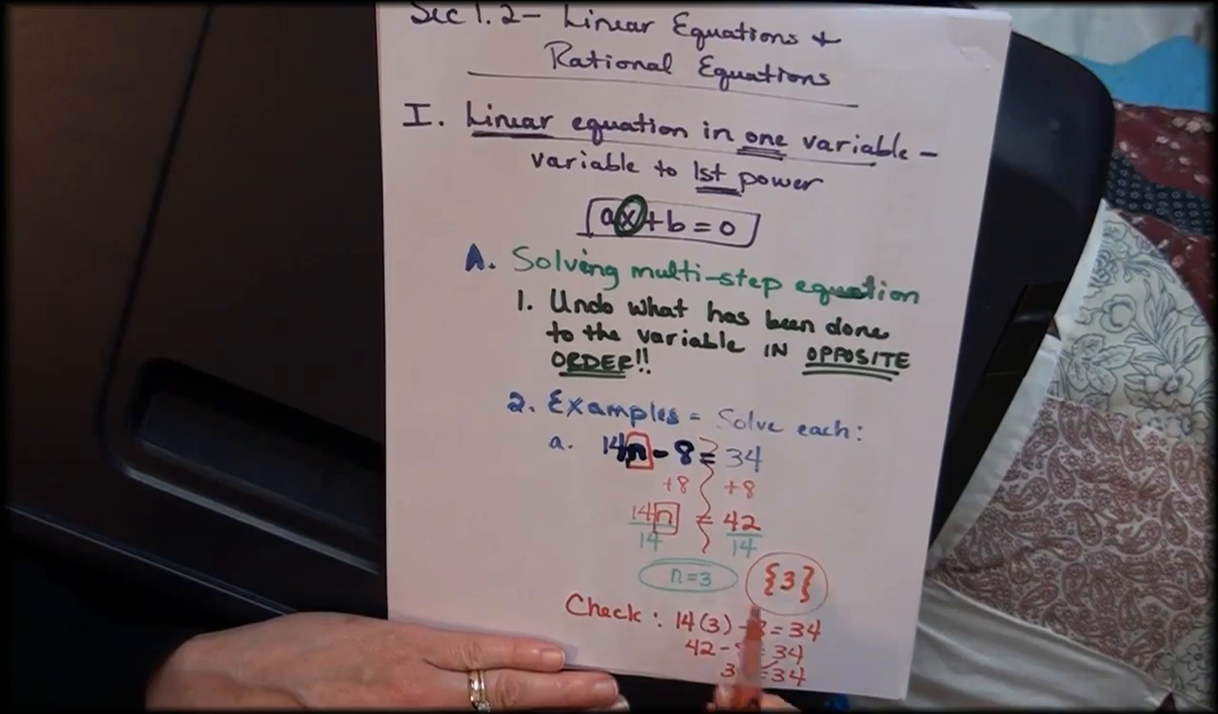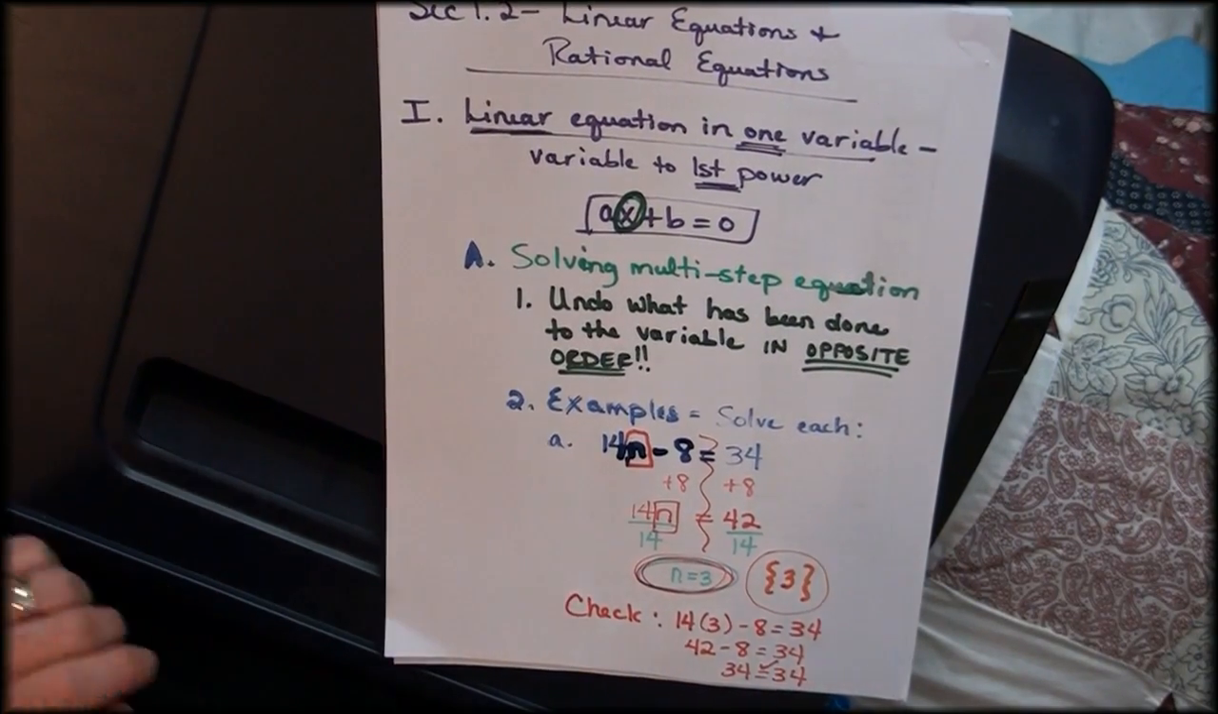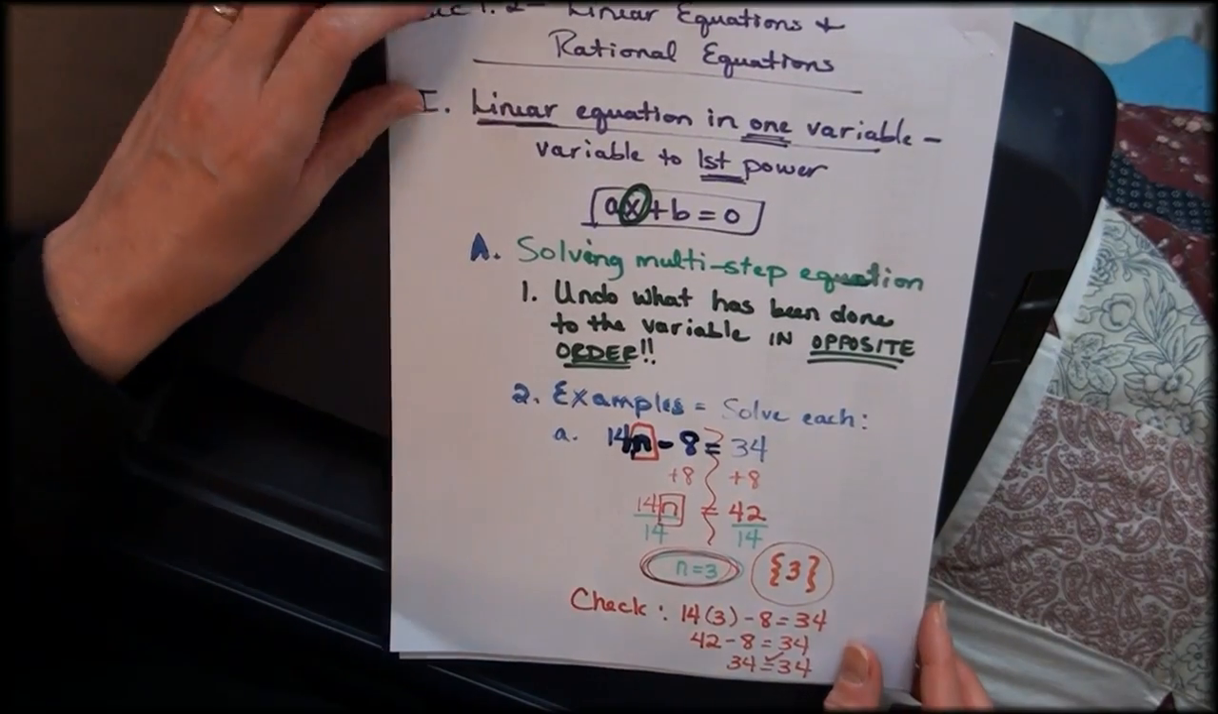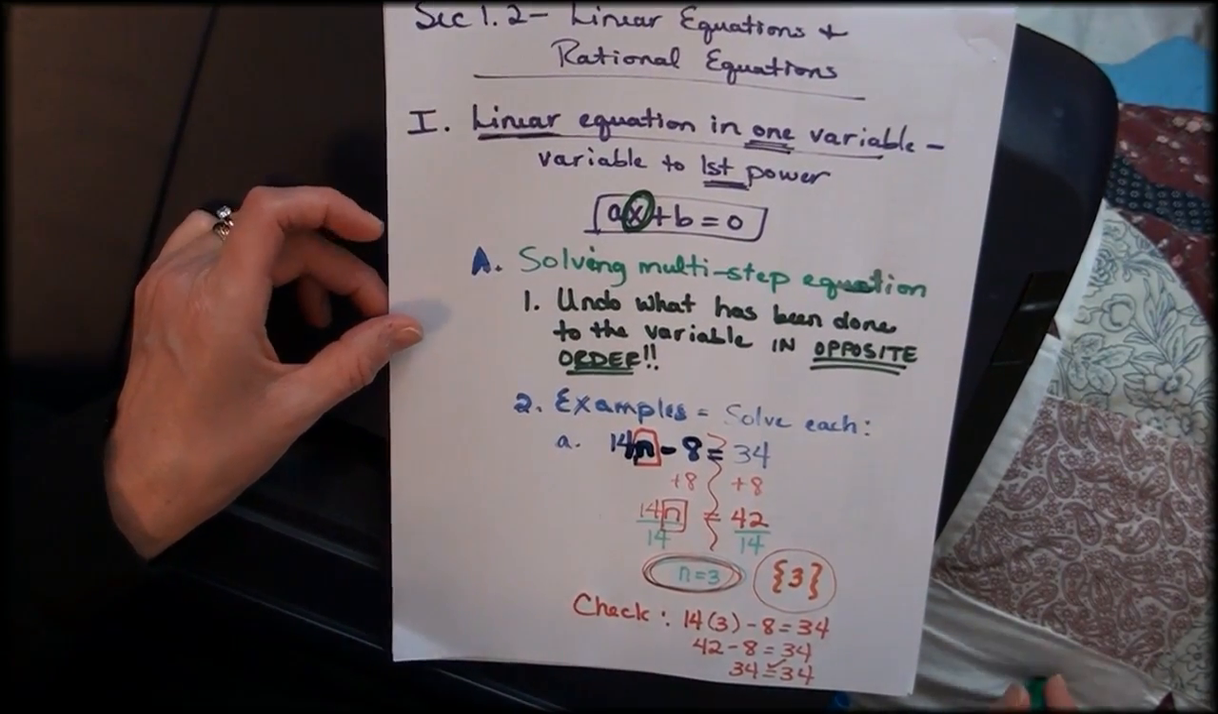But remember, this is not your answer. This is what your answer is. Whatever n is going to be your answer. So that's one example of being able to solve a linear equation, a multi-step equation, in one variable. And now let's try another example.